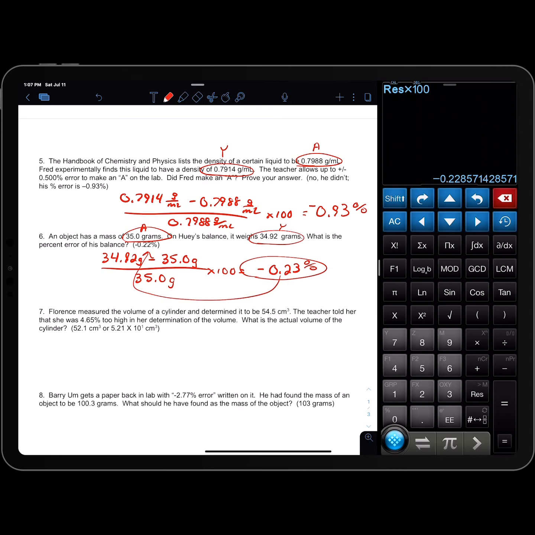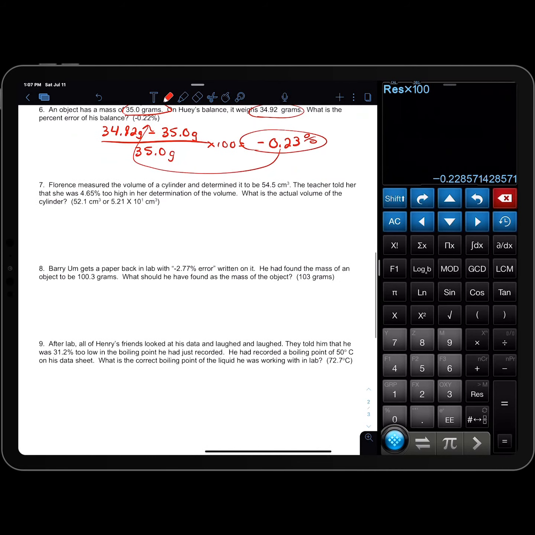We'll go to Florence. Florence measured the volume of a cylinder and determined it to be 54.5 cubic centimeters, so this is the your part right here. The teacher told her that she was 4.65% off, so that's the percent. What's the actual volume of it? All right, this is where we have to go back to that rearranged formula.